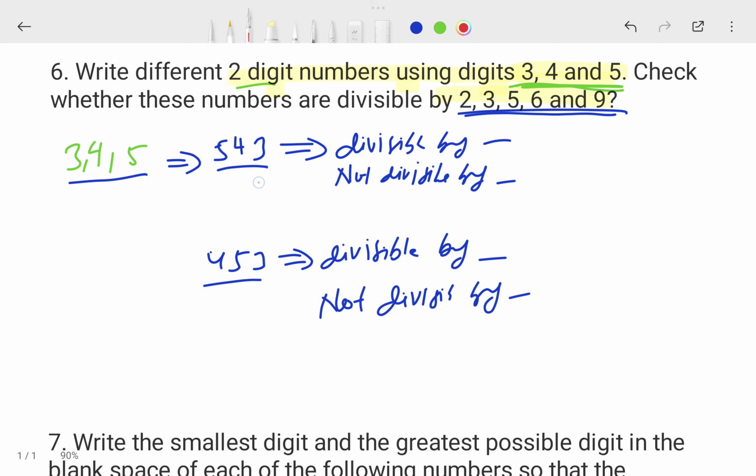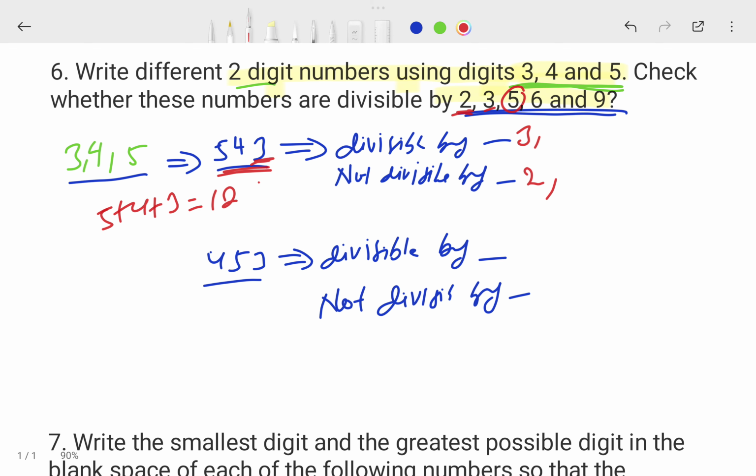Let's check whether this number is divisible by 2 or not. If the end digit is 0, 2, 4, 6, 8, it is divisible. Here the end is 3, so not divisible. Now 3, add the digits: 5 plus 4 plus 3 is 12. In the 3 table, 12 is there, so it is divisible by 3. Now check 5.